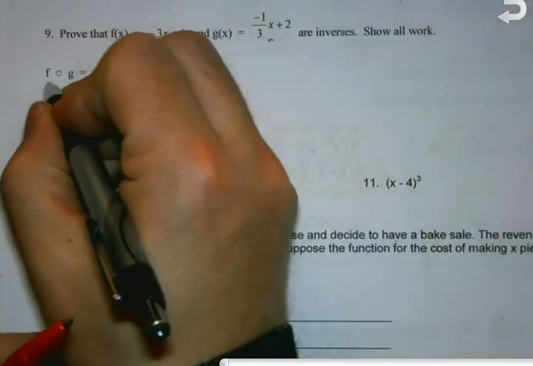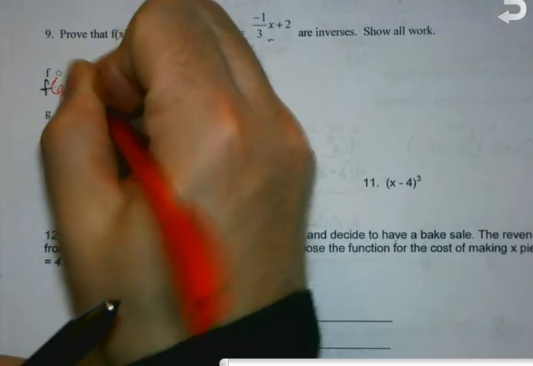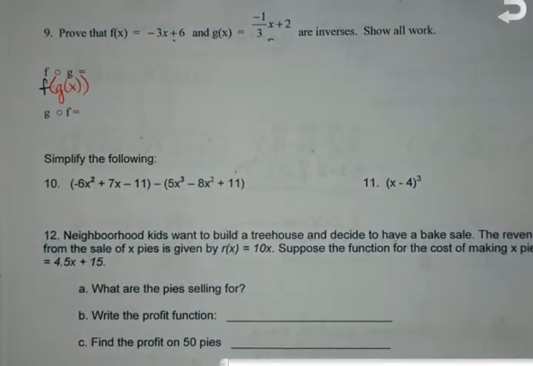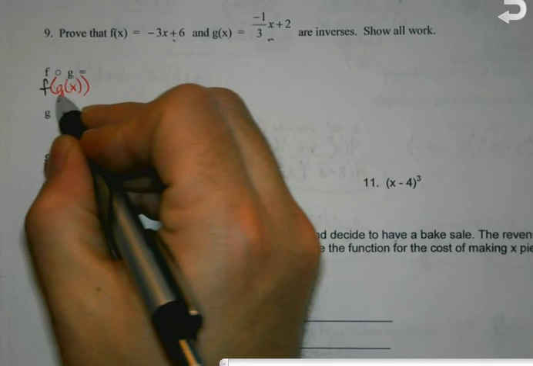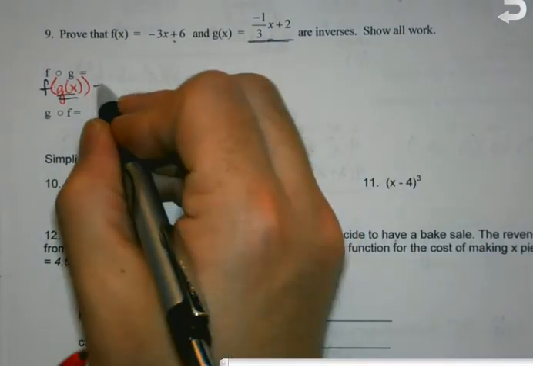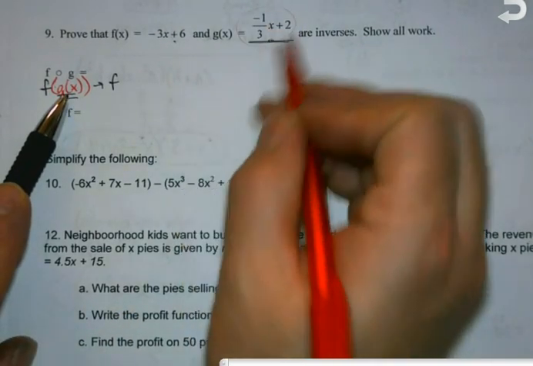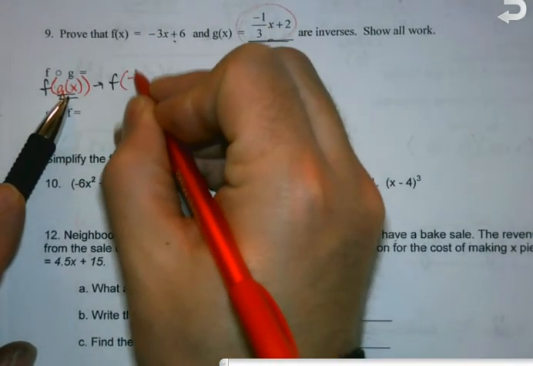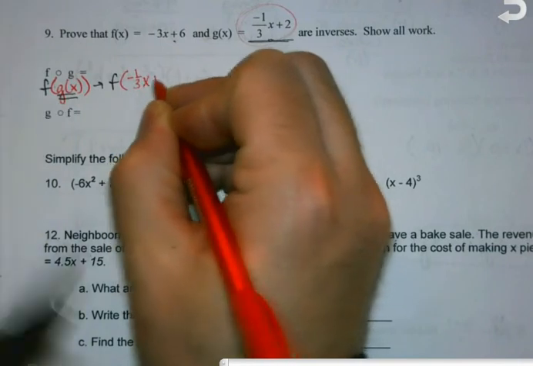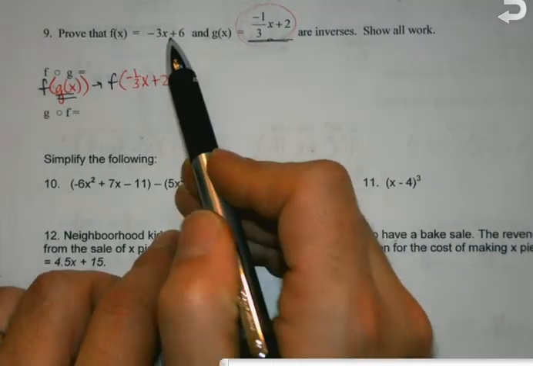F of g is I have f of g of x. So when I do that, g of x is this value right here. So we're going to do some substituting. G of x is going to get replaced with its actual expression, 1/3 x plus 2. But remember, whenever we're doing anything with function notation, whatever's in the parentheses is what goes in for x.